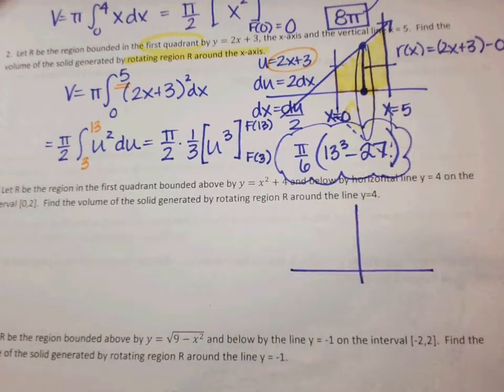Okay, we got 2 more dx's, and then we're going to switch to dy. So look at the next one. x squared plus 4, what's that?